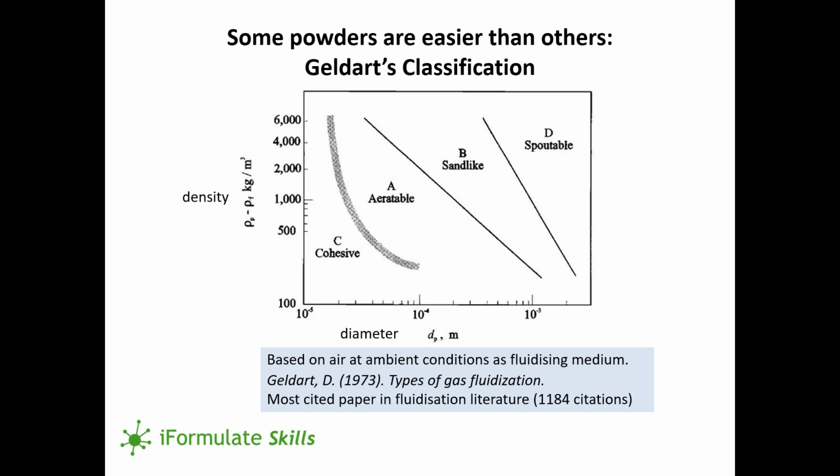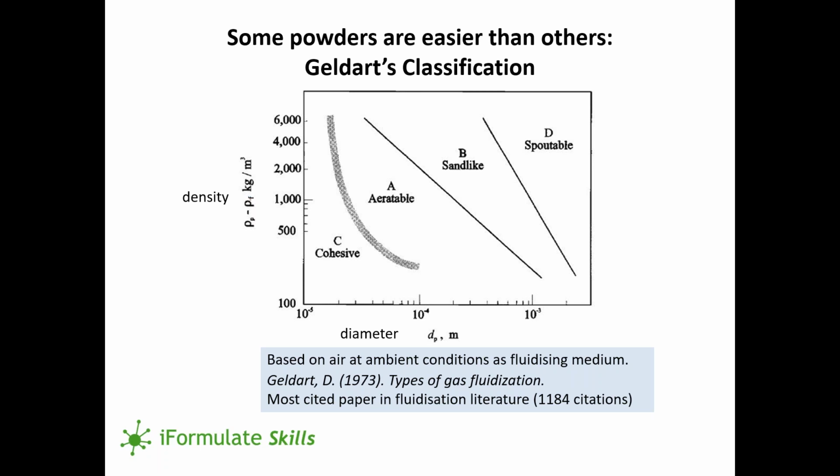So the ideal zone is zone A. Those are very easy to fluidize, and consequently, that's the one that most people operating these processes strive to get their particles into. And you can do that by controlling the diameter of the particle to a large extent. With your particles, it's very difficult to change the actual density of the particles, but you do have some capability of changing the feedstock particle size.